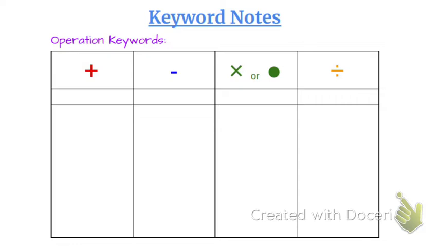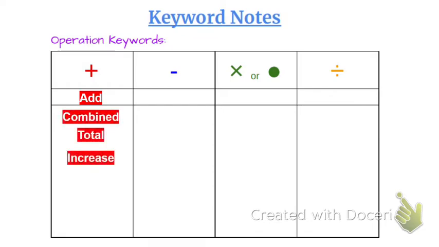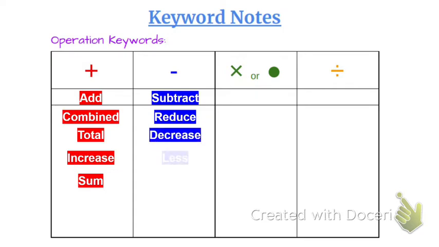For operation keywords, the first one we're going to start with is add. Keywords that would commonly be seen with this one are combined, total, increase, or sum. The next one that we would look at is subtract. Words that we would see in a word problem for this would be reduce, decrease, less, and fewer.